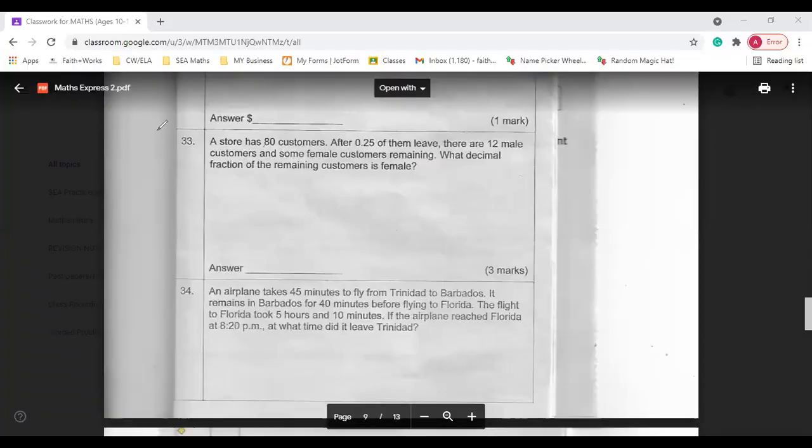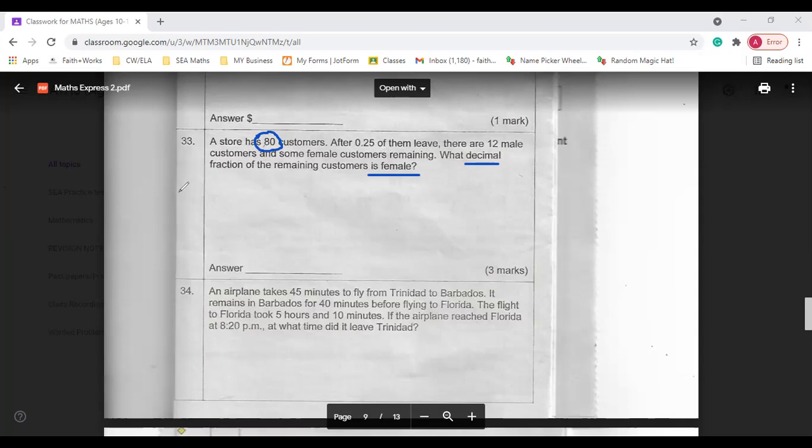A store has 80 customers. After 0.25 of them leave, there are 12 male customers and some female customers remaining. What decimal fraction of the remaining customers is female? So we need to find how many customers are female, and it needs to be a decimal. All right. And we know that the total is 80. So that's the key information we do know. So let's work with what we do know to find out what we don't know.